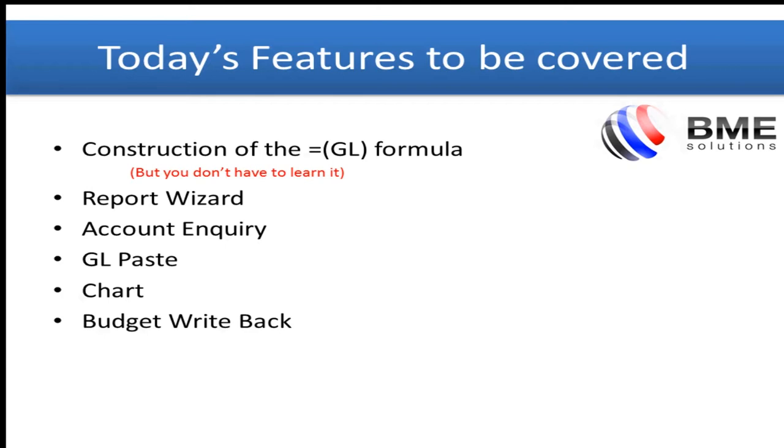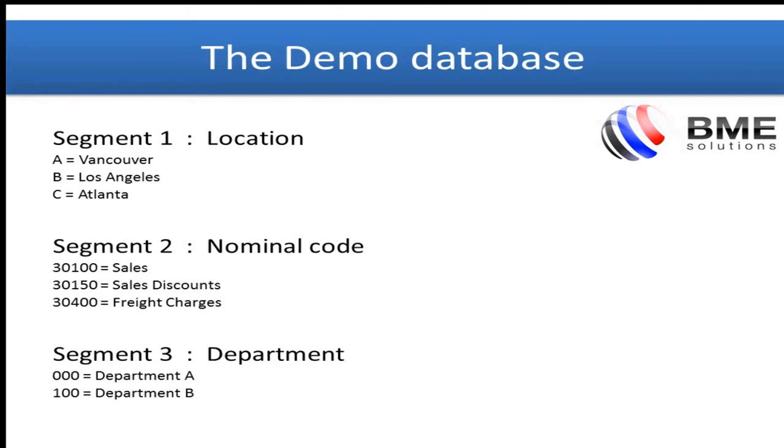So we're going to be looking at, after the creation of that formula, report wizard, count inquiry, GL paste, something called chart, and then something called budget write back, which allows you to write information back to that data mart. And it's our experience that especially sites that have used F9 for a long time, people change jobs, the people who wrote the previous reports have left, and there's a bit of a gap in skills in terms of using F9 to create new reports.